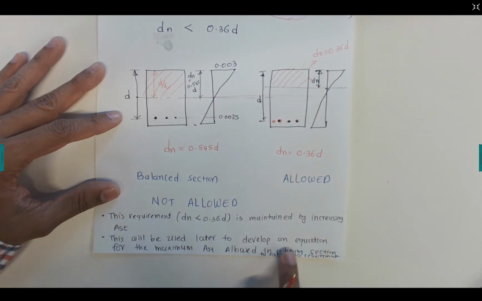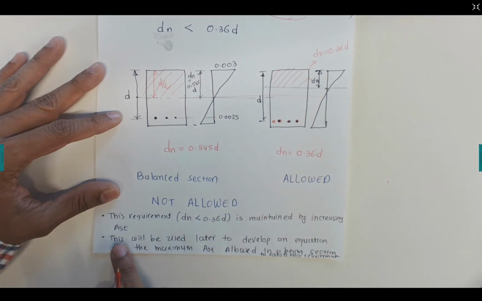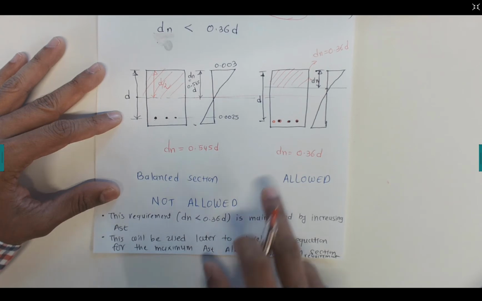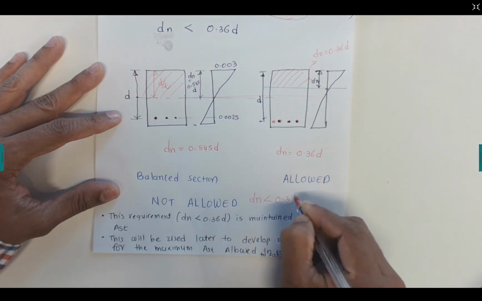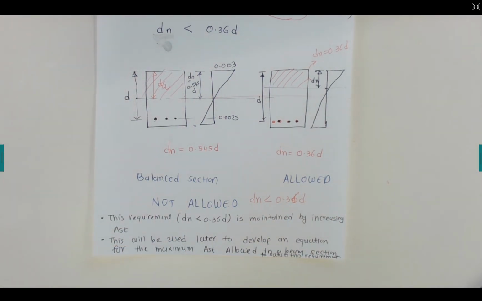Now sometimes we are asked to calculate the Ast, so we need to check this condition. This will be used later to develop an equation for the maximum Ast allowed in a beam section to satisfy this requirement. So when we calculate Ast, we make sure that our dn value is less than 0.36 d. This is the concept of the balanced section. Thank you.